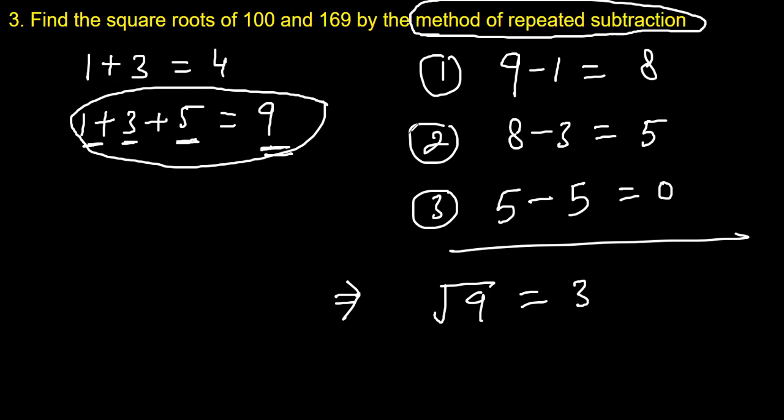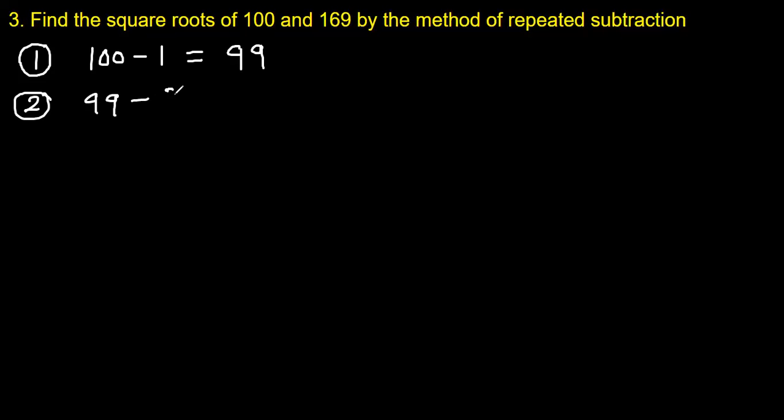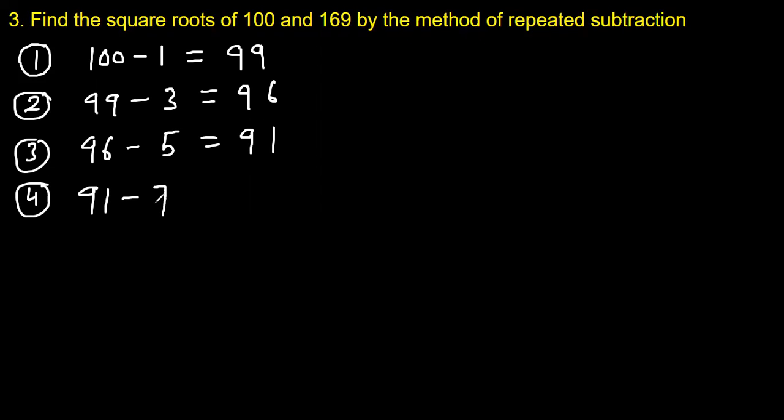We are going to use the same method to find the square root of these numbers by repeated subtraction. Let's start with the number 100. In step 1, from 100 we subtract 1, and this is 99. Then in step 2, from 99 we subtract the next odd number. Odd numbers are the numbers which are not divisible by 2, so 1, 3, 5, 7, 9. We'll take them in order. So 99 minus 3 is 96. Then 96 minus the next odd natural number, 5, is 91. And step 4, 91 minus 7 is 84.